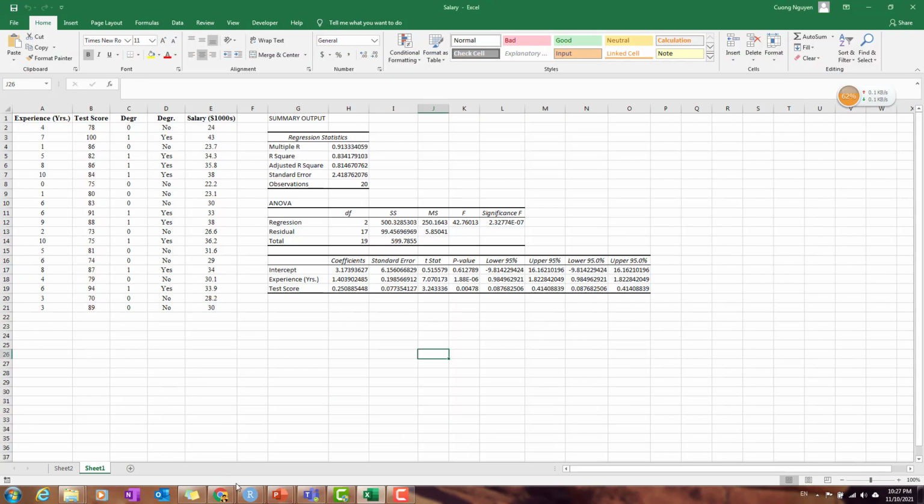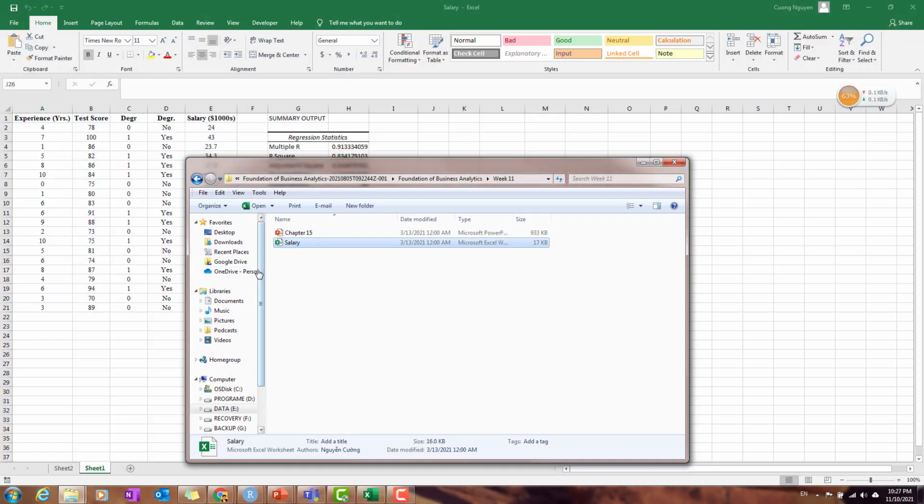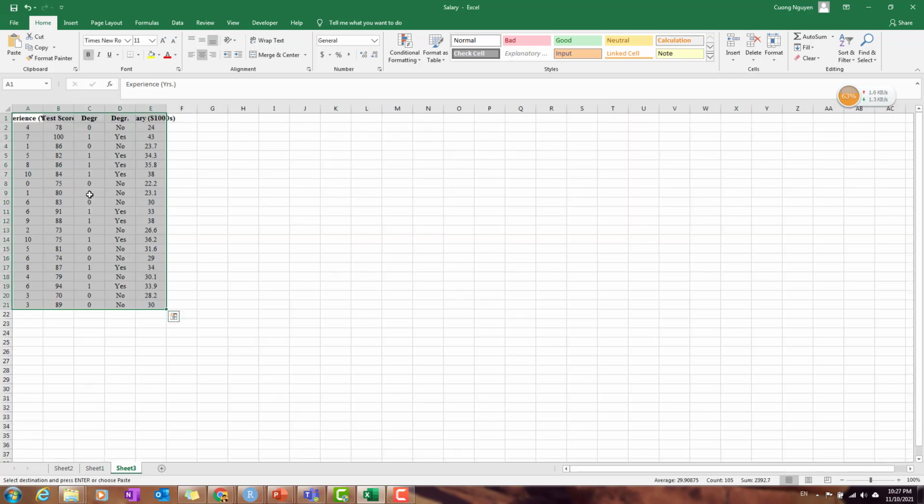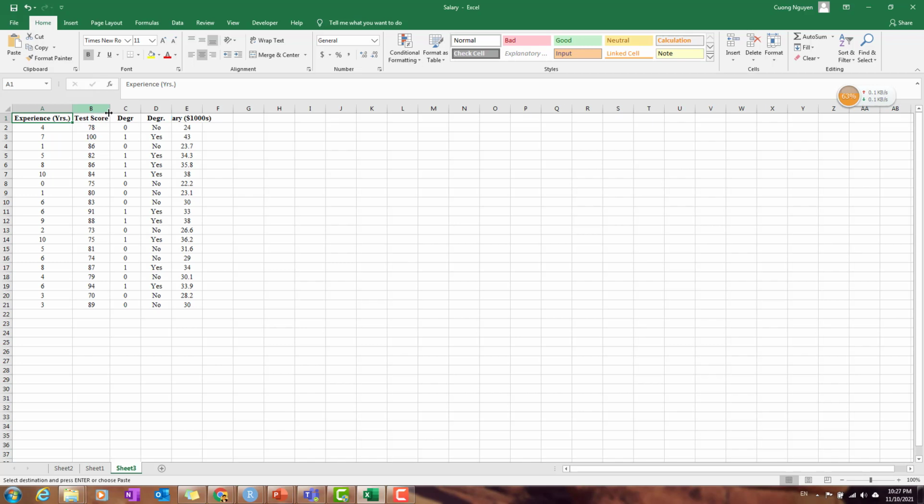Basically, all the data has been uploaded in the file called Salaries, and you can easily download it from the website Canvas. However, I already opened it over here, and this is what we are going to use. I will copy it into a new sheet. This is the experience in years, and the test score, that means the aptitude test, and also the degree, yes or no.